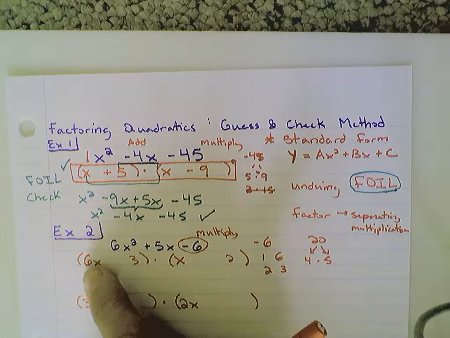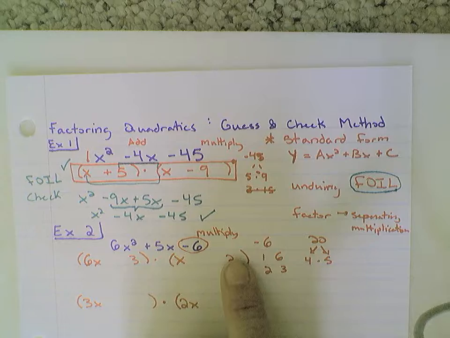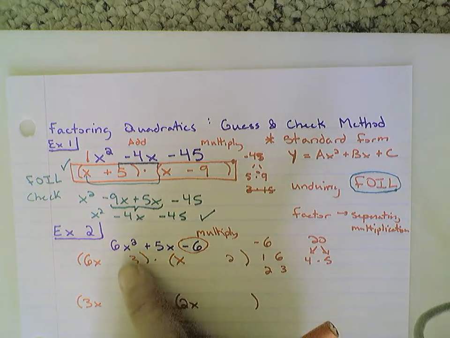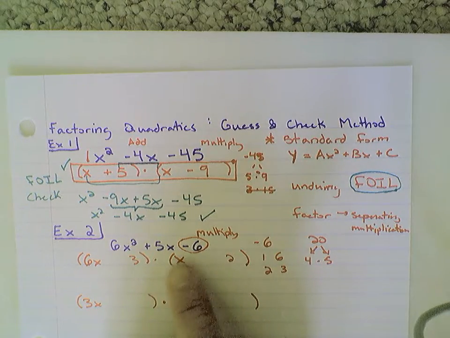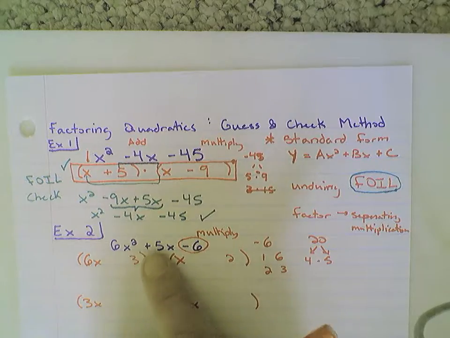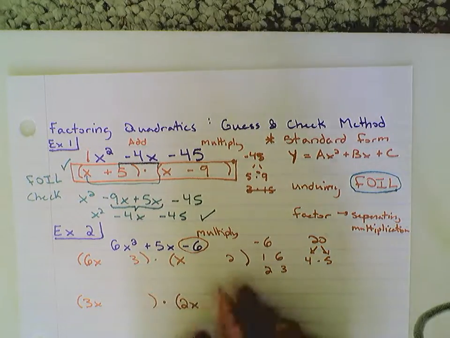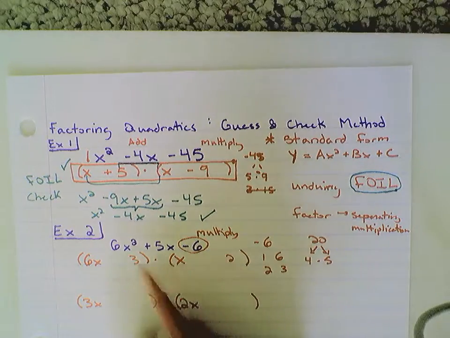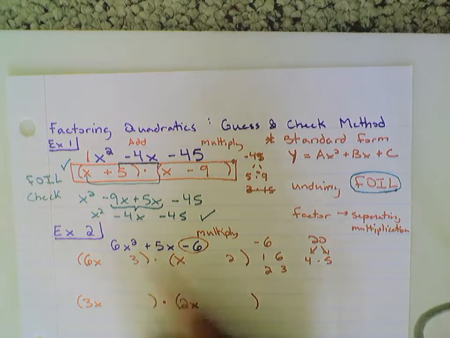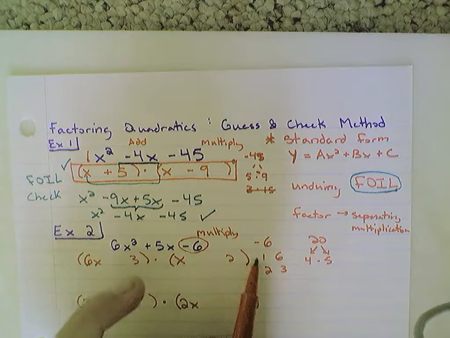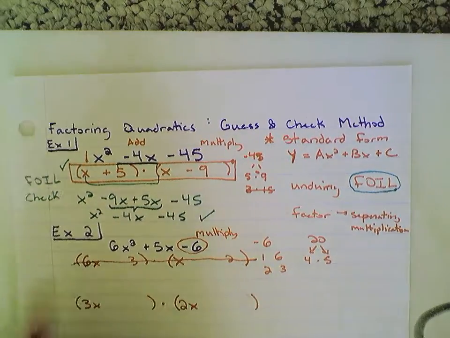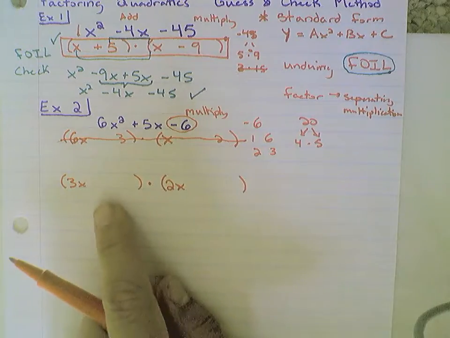Well, notice if I take 6x times 2, I get 12x. And if I take 3 times x, I get 3x. And there's no way for that to get to 5x. Now, I could try and rearrange these, but it still won't work. And I could try 6 here and a 1 there, or a 6 here and a 1 there. And there's no combination that's going to work for this first example. So I have to use my second example.